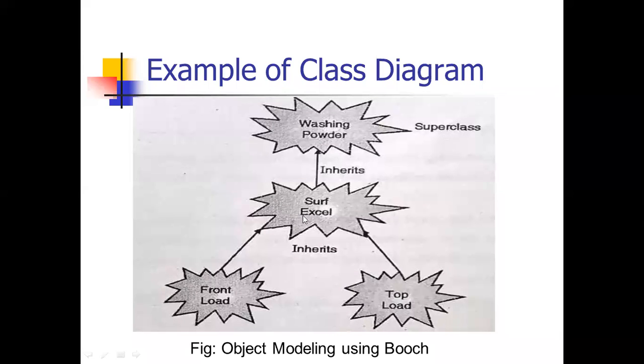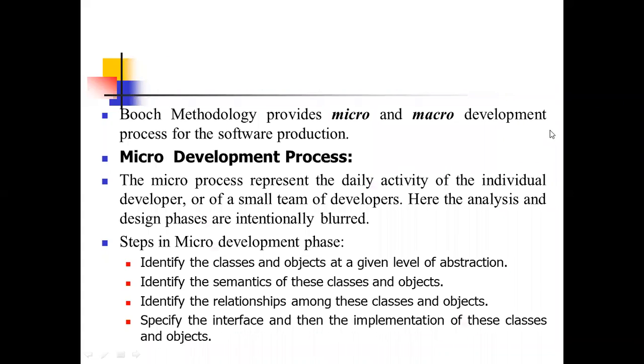Here you can see another class, which again is inherited by two subclasses, front load and top load. So this is a simple example of a class diagram, object modeling using Booch. See the notation for this.